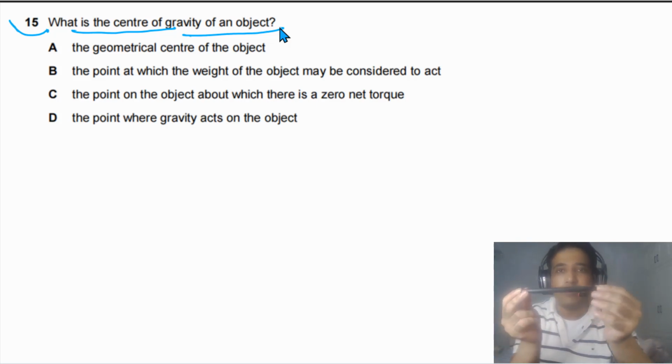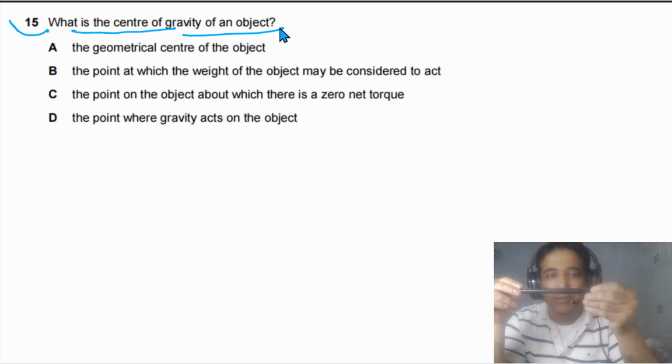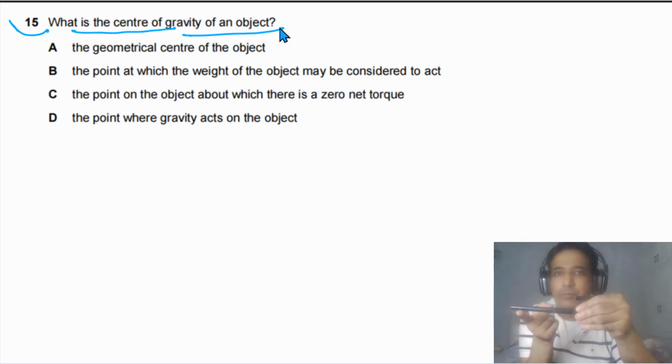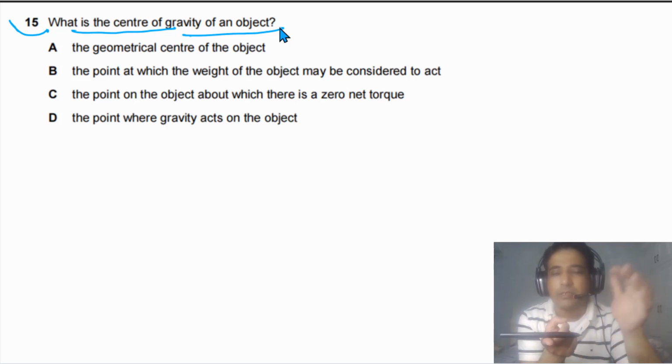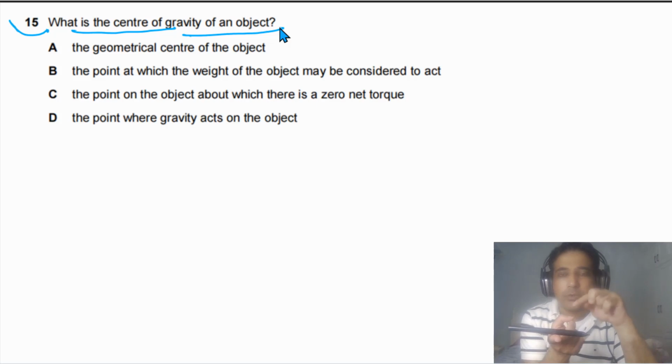Let's say we have this object. Where is the center of gravity of this object? You can find it by sliding your finger under it. At one point, if you place your finger, you can balance it. I can balance this one at this point. At this point I am applying just a single force, equal in magnitude but opposite to the weight of this pen, so I can balance it. This point is the center of gravity, where the whole weight of the body may be considered to act.